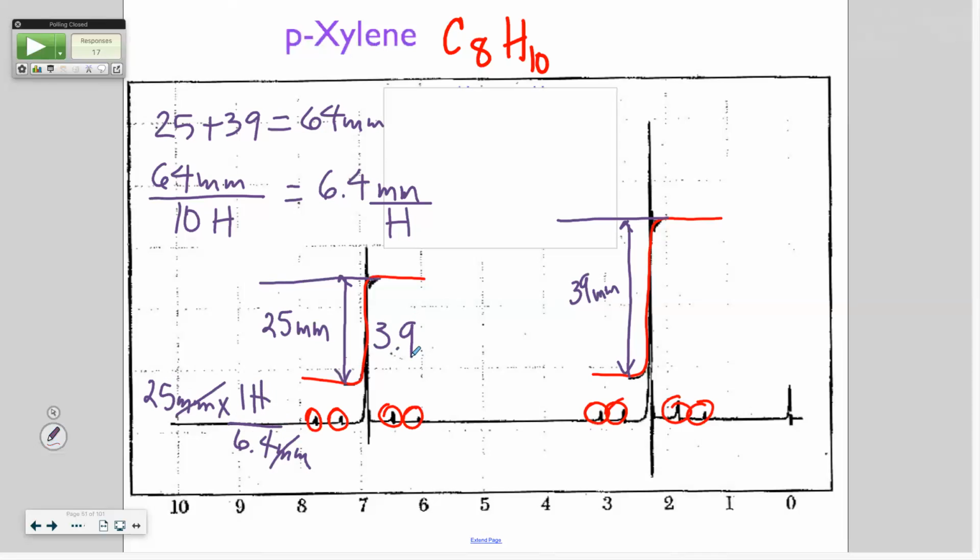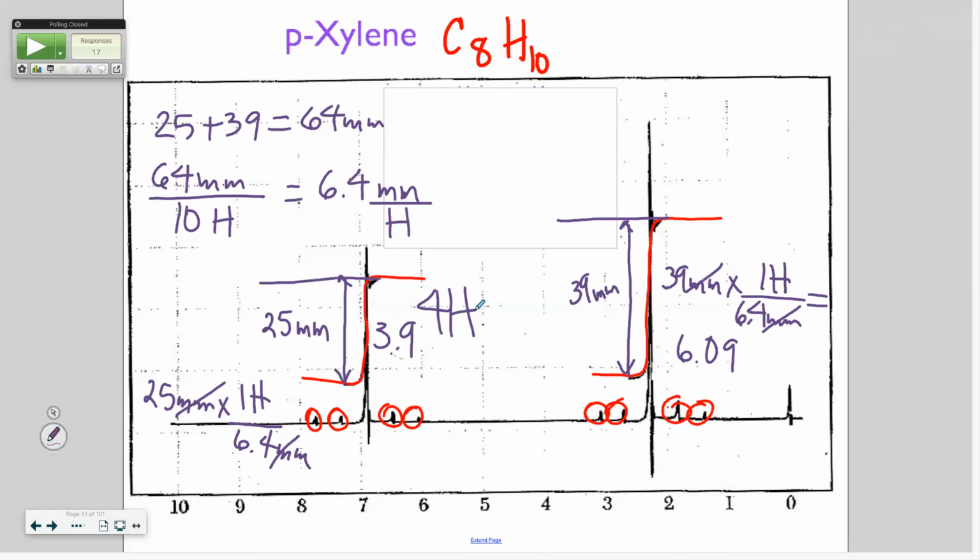Okay, the other side, we're going to do the same thing. We're going to take our 39 millimeters times 1 hydrogen over 6.4 millimeters, and that's going to cancel millimeters, so we're going to get 6.09. Okay, how many hydrogens are in my molecule? 10. Can I have 0.9 of a hydrogen? No, and probably measuring wasn't perfect, but does anybody have a problem rounding that to 4?